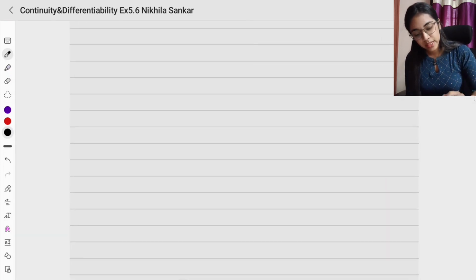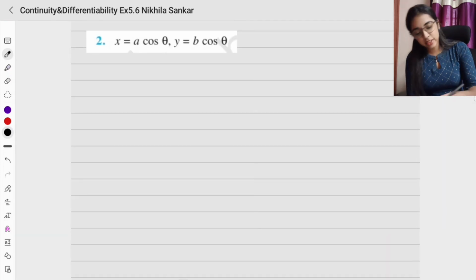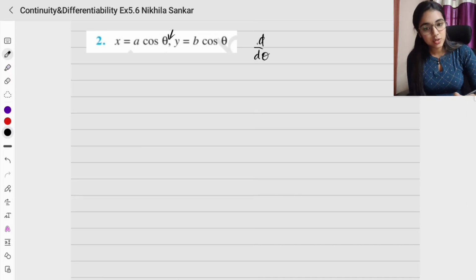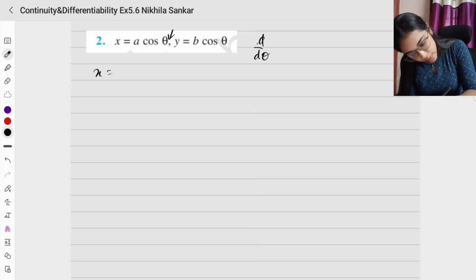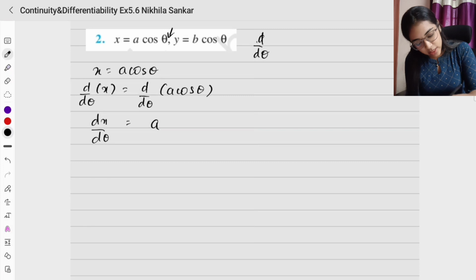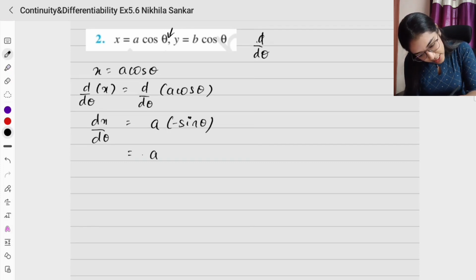Question number 2. Here x and y are connected through theta. So what is my parameter here? Theta. So I need to differentiate with respect to theta. Okay, now x is equal to a cos theta. d by d theta of x is equal to d by d theta of a cos theta. So dx by d theta is equal to a is a constant. Cos theta's derivative is minus sin theta. So I'll have minus a sin theta to be my dx by d theta.